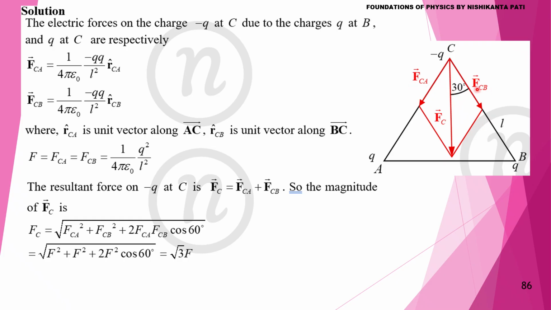This force magnitude is the same. It is a rhombus. This is 60 degrees. This is 30. So the resultant force is now this way. Its magnitude is square root of a square plus b square plus 2ab cos 60.